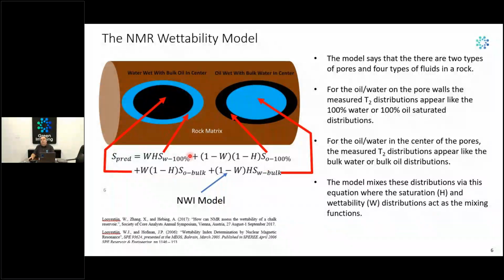And then this is the equation for the NWY model. And then there are these W and H functions, which I'll talk extensively about in a minute. But basically, these are the saturation and wettability distributions, and they act, as you can see here, to mix each of these T2 distributions to give a predicted T2 distribution. And in a perfect world, that predicted T2 distribution should look a lot like the measured T2 distribution that you've recorded for a mixed wettability, mixed saturated sample.